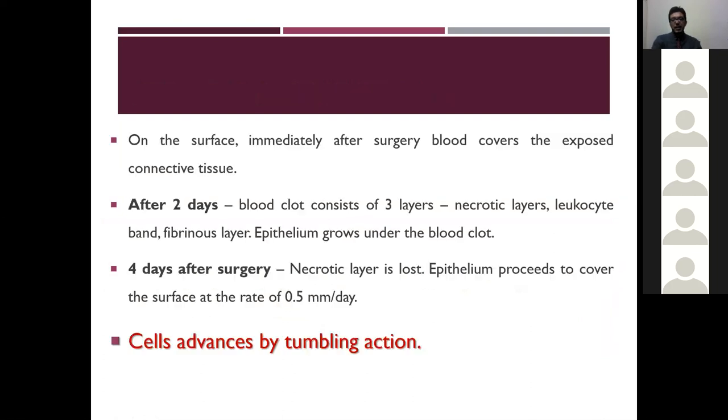the cells will gather. There will be a clot formation on the surgical wound. After 2 days, there will be necrosis. There will be leukocyte cells accumulating there. Epithelium will start growing. And most important, again, postgraduates, that cells advance by tumbling action. Tumbling action is an action seen in the healing of gingivectomy. Then you see that slowly the epithelialization begins.